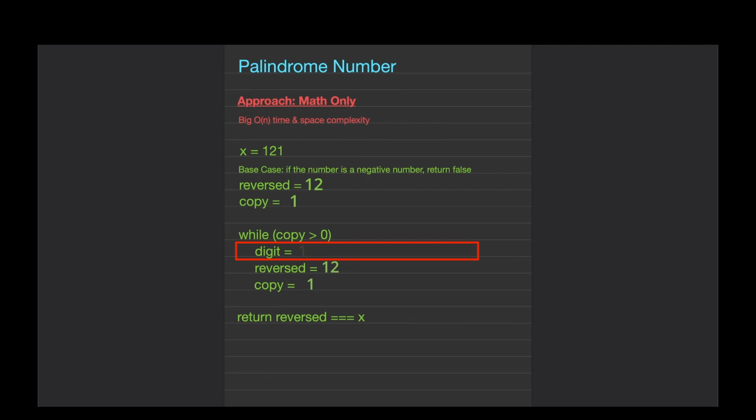1 modulo 10 equals 1. Reverse times 10 plus digit equals 121. Copy divided by 10 is 0.1, and 0.1 passed to the math floor method gives us 0. 0 is not greater than 0, so we exit the while loop and evaluate if reversed equals our original input, which in this case it does, so it returns true. Let's translate this to code.